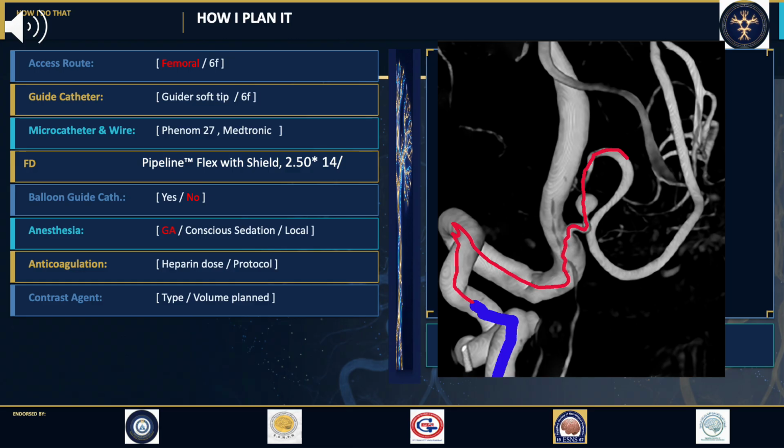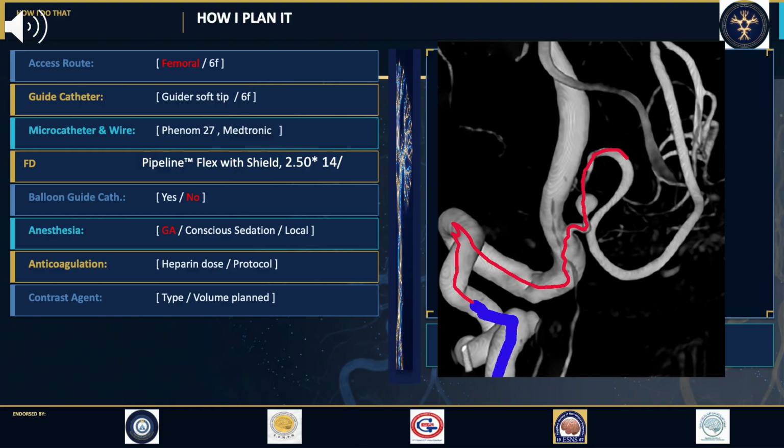Procedure description: flow diverter deployment in left PICA. Preparation and anesthesia. The patient is brought to the neuroangiography suite and placed under general anesthesia as indicated in the pre-procedural plan. Systemic anticoagulation is administered using a standard heparin protocol to maintain an appropriate activated clotting time throughout the procedure. Antiplatelet regimen was described previously.